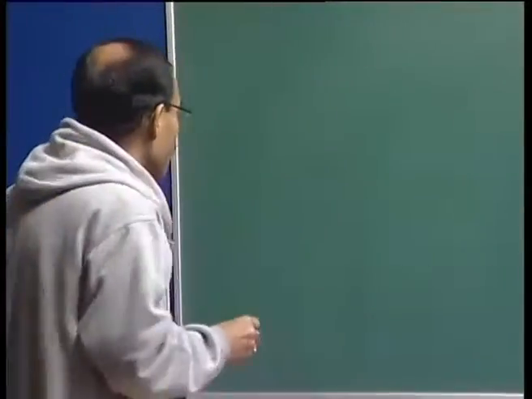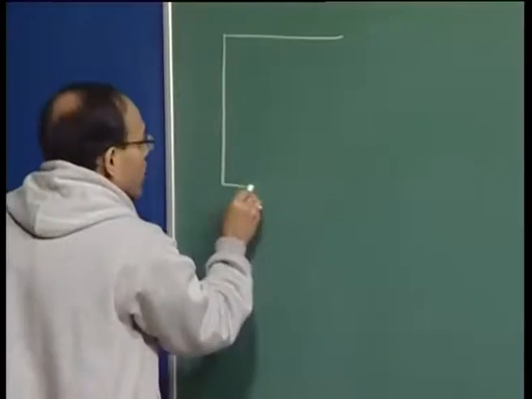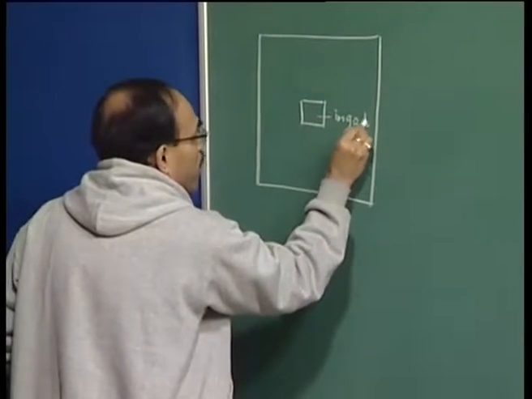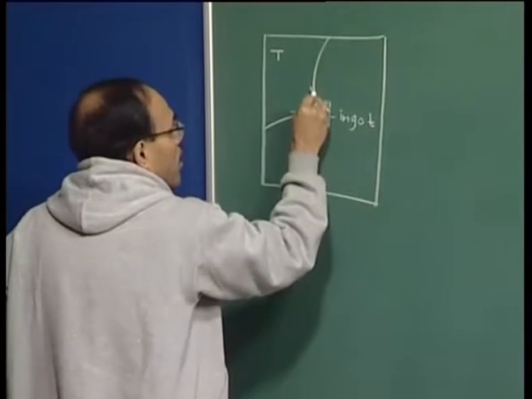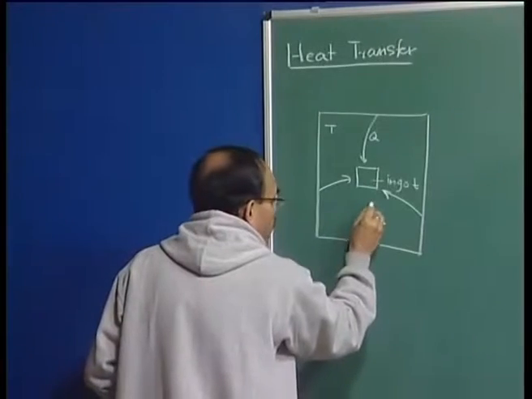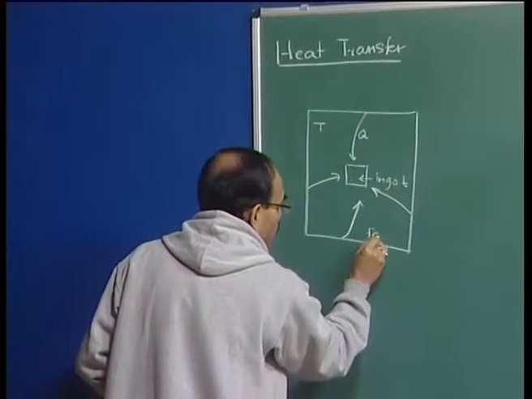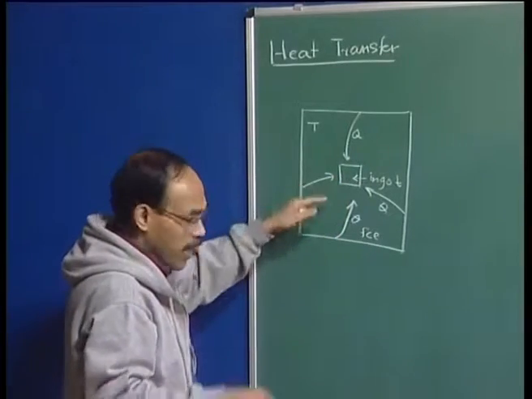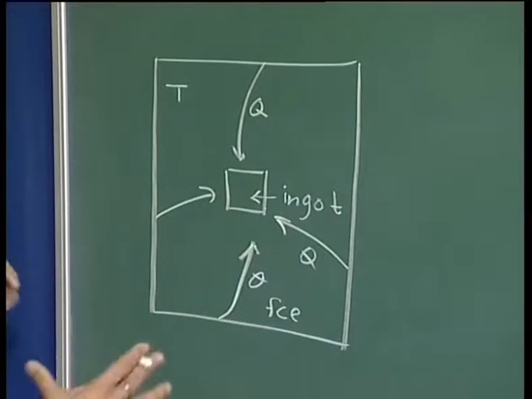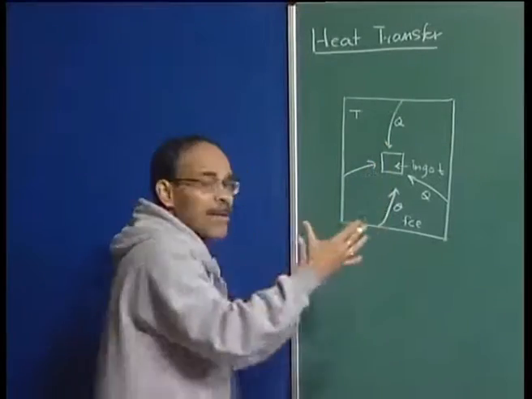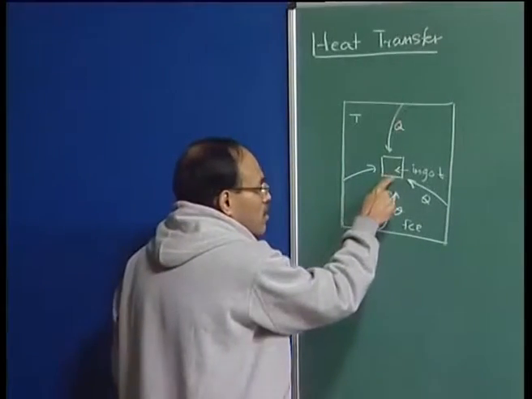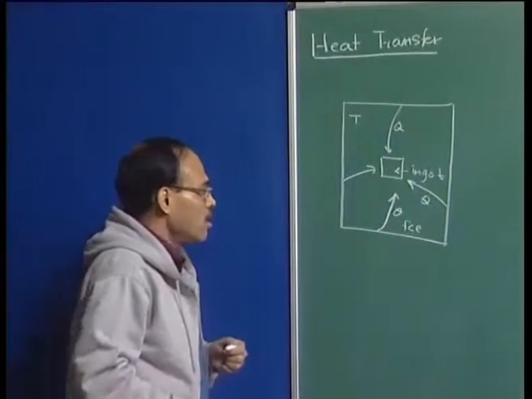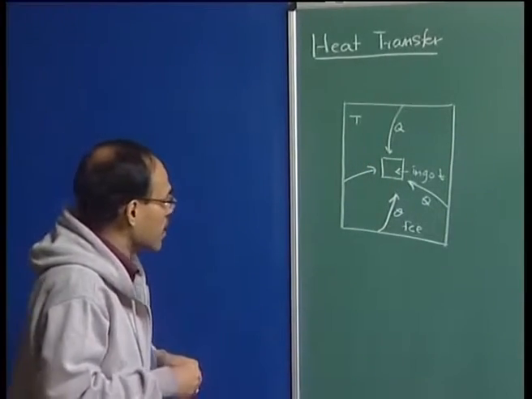For example, if you have a furnace, and in this furnace I have kept an ingot, and this is a furnace at a temperature of T, then heat Q is flowing from the furnace into the ingot via several mechanisms, which we are going to discuss in a minute. As a result of this transport of heat, the object temperature continuously increases. Now, the rate at which the surface temperature increases and the rate at which the inside temperature increases are dramatically different, because of the resistance of solid material to heat flow.